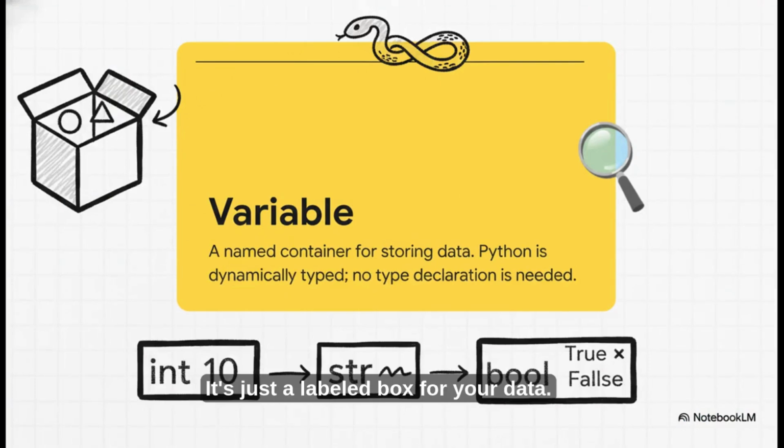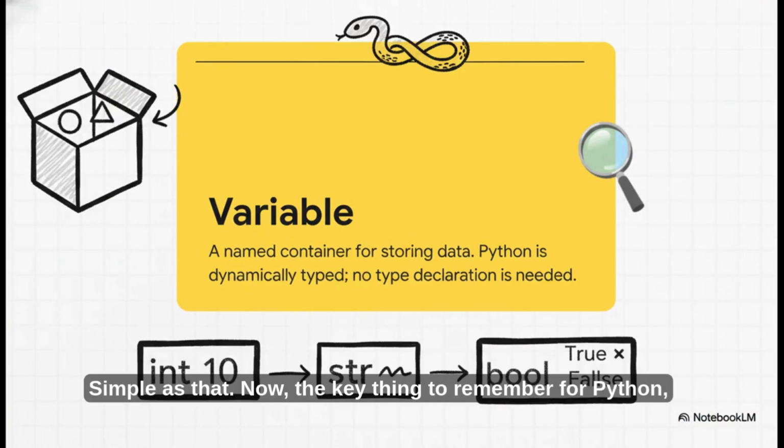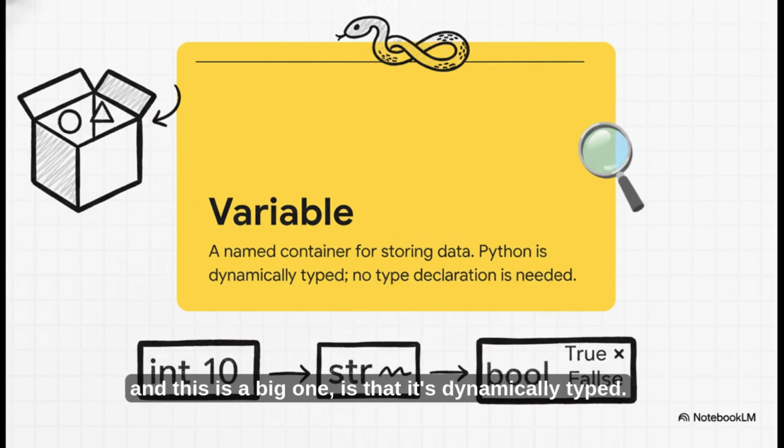So what's a variable? It's just a labeled box for your data. Simple as that. Now, the key thing to remember for Python, and this is a big one, is that it's dynamically typed. You don't have to tell Python what type of data you're storing. You just write x equals 10, and Python figures out, hey, that's an integer. It's what makes Python so fast to write.